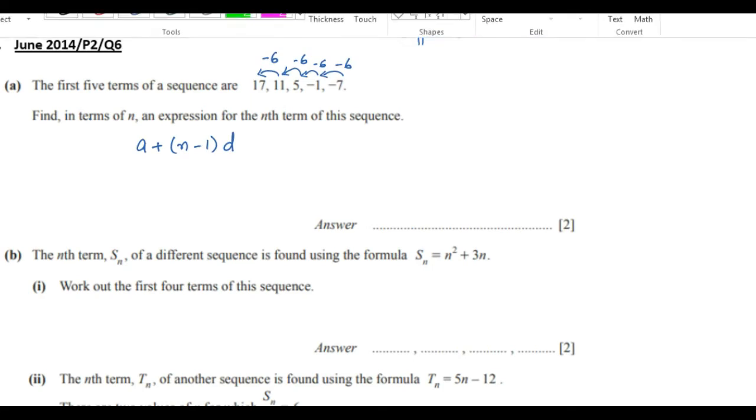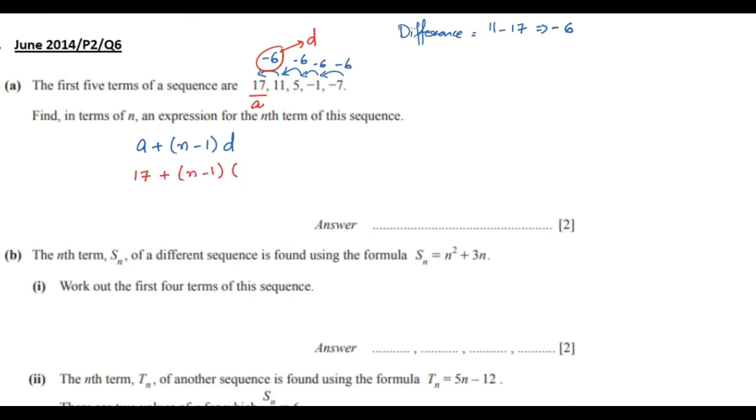When we substitute the values, a is the first term of the sequence, so here the first term is 17 and d is the difference, which is minus 6. Substituting, 17 plus (n minus 1) multiplied by minus 6. So 17 minus 6n plus 6. When we add 17 and 6, it is 23 minus 6n. So the nth term of this sequence is 23 minus 6n.